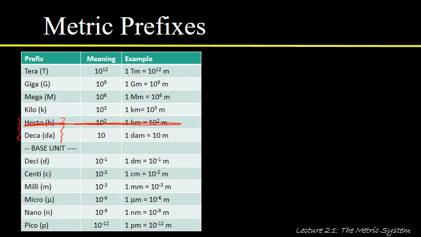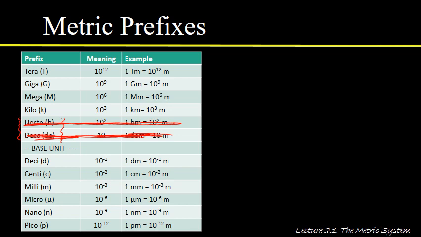Same thing with deca. Deca in particular, I think, is problematic because deca sounds so much like deci, right? So deca, again, rarely used. I can't think of a time that I've seen it. So it's part of the table, learn it, but I'm not going to test you on it.